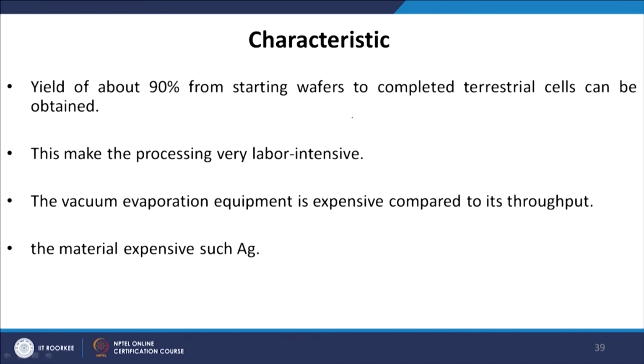This makes the process very labor intensive. The vacuum evaporation equipment is expensive compared to the throughput, and the material is expensive, such as silver. So, the material which is used in this case for the contact, that is silver, is expensive, and at the same time this process is very labor intensive and energy intensive.